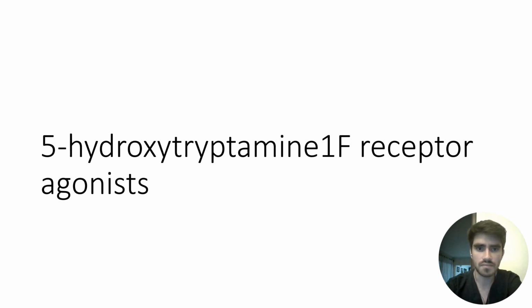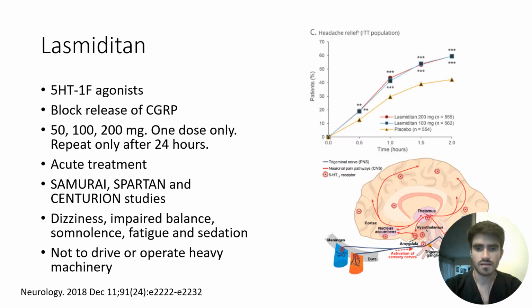We only have one medication from this family, which is lasmiditan. So lasmiditan, as well as the whole family of the 5-HT1F agonists, was created as a response to people who do not respond well to triptans or who cannot use triptans because they have some sort of cardiovascular disease that doesn't allow them to use this medication. And one of the interesting facts about this medication is that it blocks the release of CGRP.